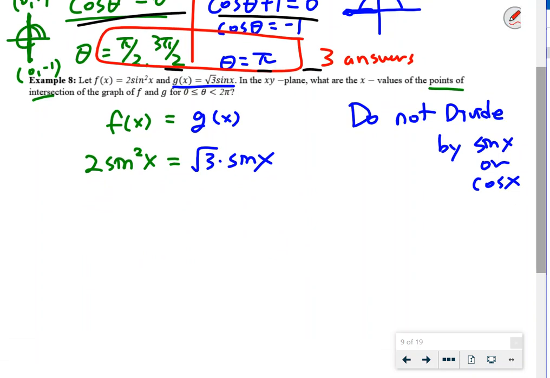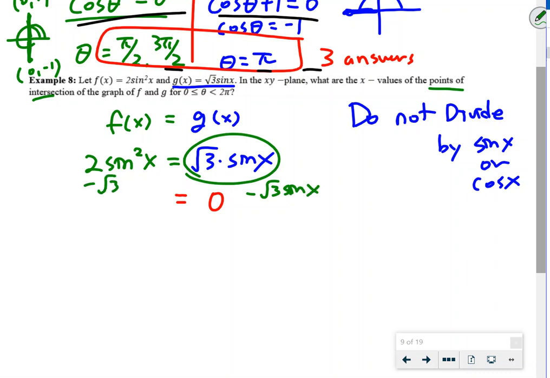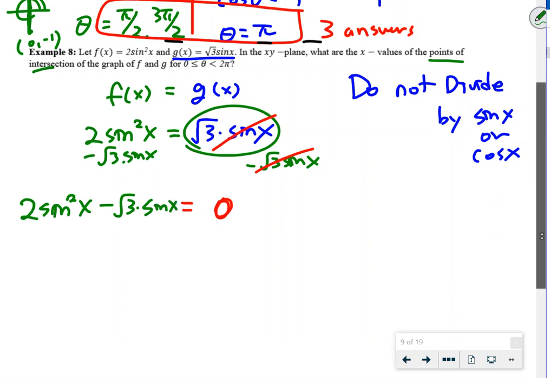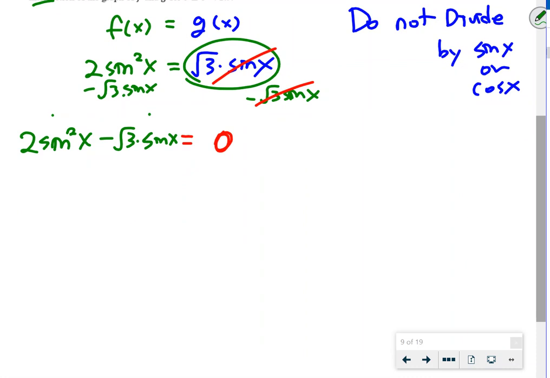You have a temptation to divide by sine x, but I told you not to. Rather, I want you to make one side 0. How would you do it? You subtract radical 3 sine x from both sides. When you subtract this from both sides, these two cancel out to 0. And on the other side, let me write it down here: 2 sine squared x minus radical 3 sine x. That's what I have, 2 terms. The common term is sine x. Take out sine x. I'm going to use factoring. You need to use factoring.